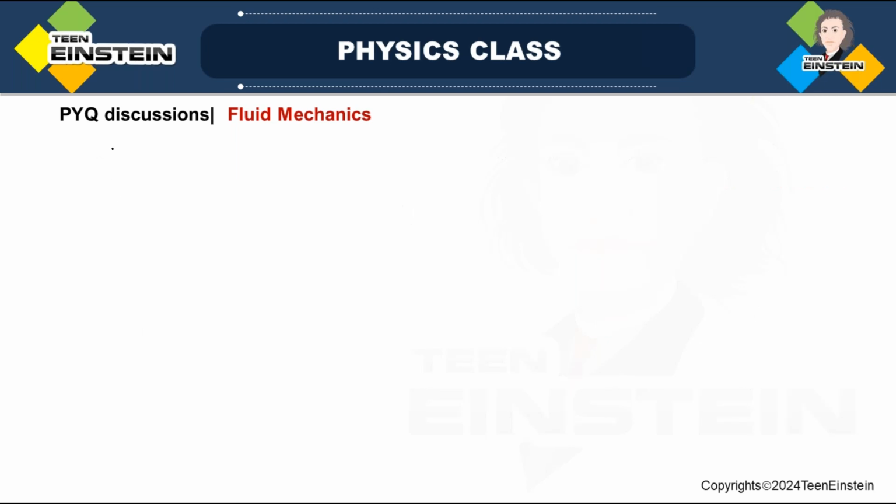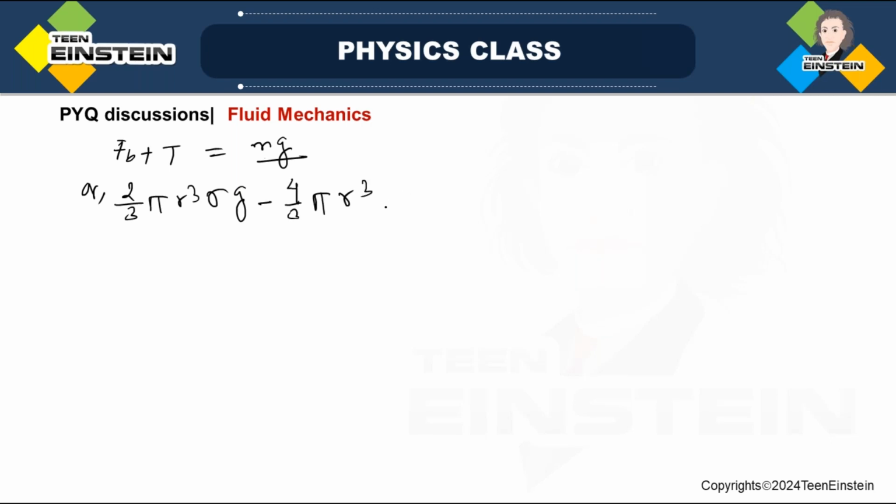So we know FB plus T, surface tension, is equal to mg. So FB is 2 by 3 pi r cube sigma g, and this I'll take on the left hand side, 4 by 3 pi r cube rho g, and this is equal to surface tension. Okay, surface tension here, let me first write just by T.